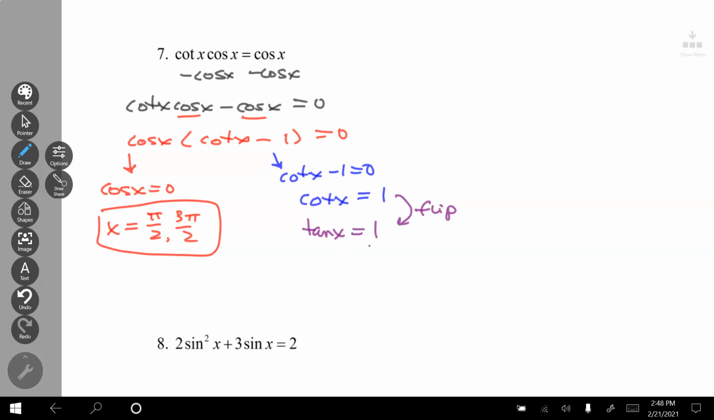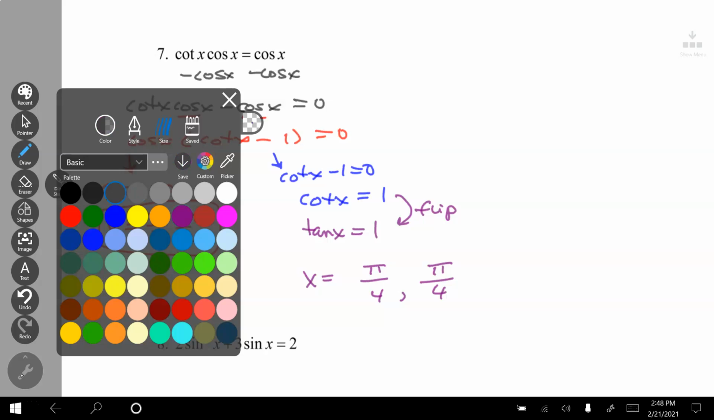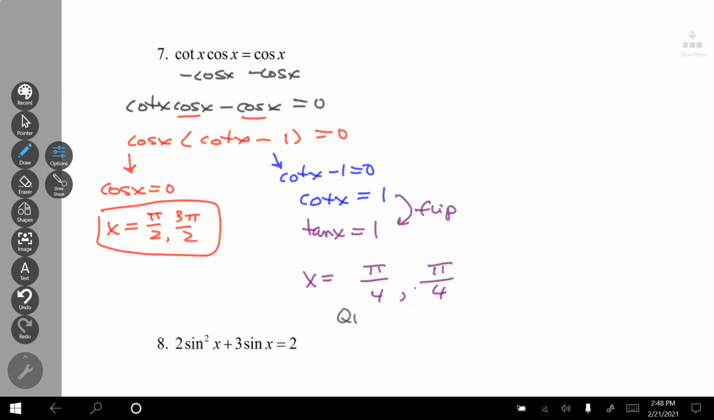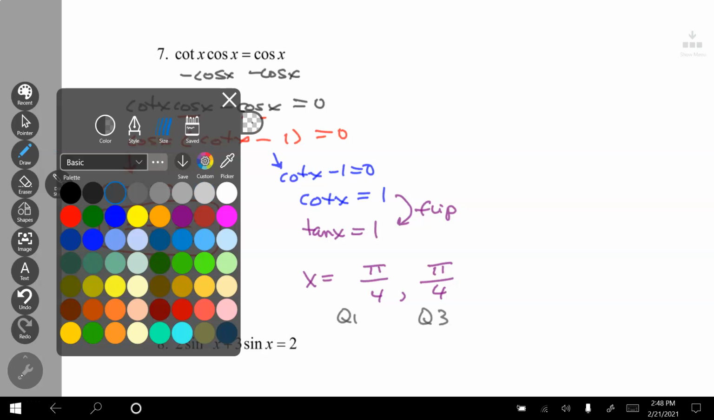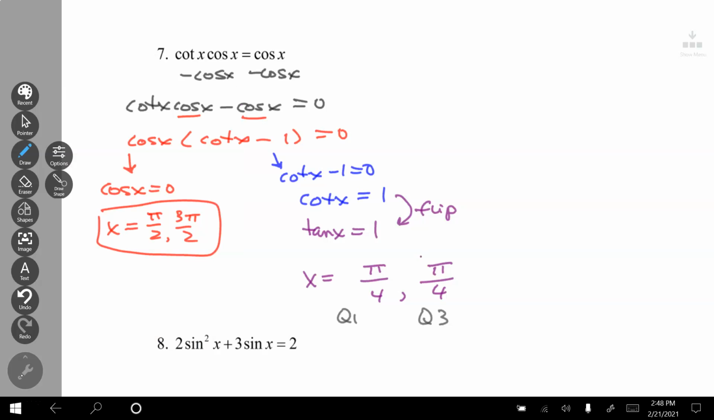When does tangent equal 1? Well, that's a positive, so that better be quadrant 1, and that's going to be pi over 4, and I'm going to have another pi over 4. It's going to be in a different quadrant, but I have to have these double solutions with the same denominators. Quadrant 1 and quadrant 3 is the other quadrant that tangent is positive in. So it's 1 pi over 4, and it's going to be 5 pi over 4 as my double solutions.